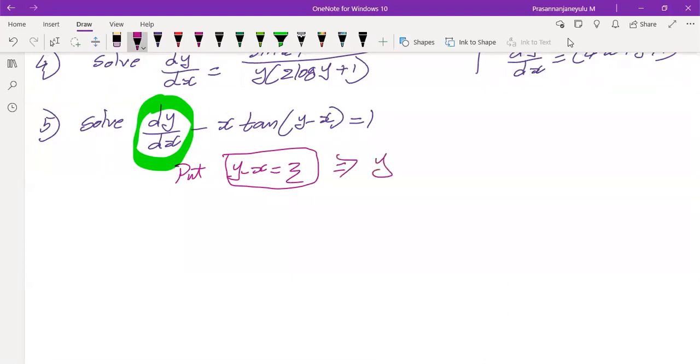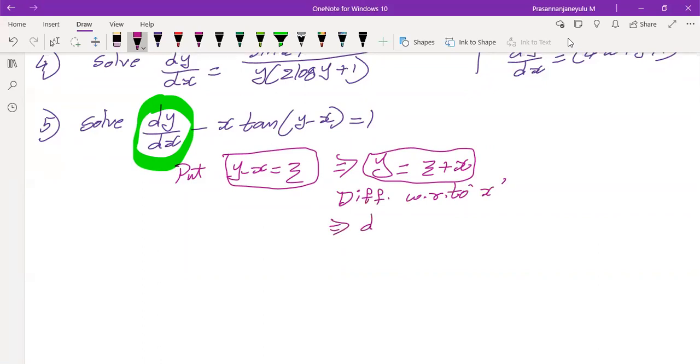y is in terms of z plus x. Now when we are getting y in terms of two variables x and z, that is not acceptable. So on both sides, differentiate with respect to x. If we differentiate on both sides with respect to x, then what we'll get? dy by dx is the left hand side because y is in terms of x. What about z? z is also in terms of x.